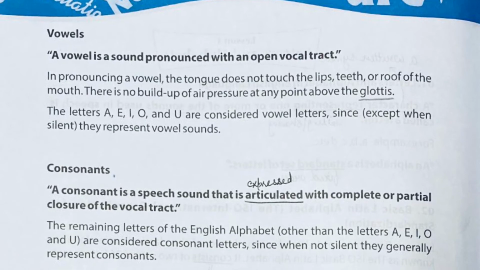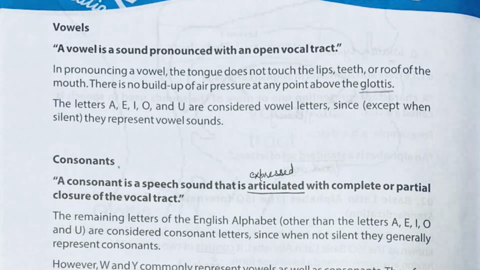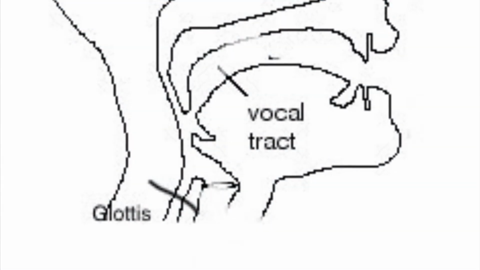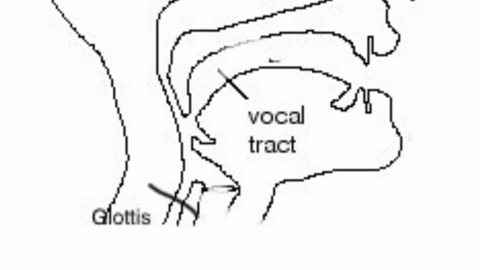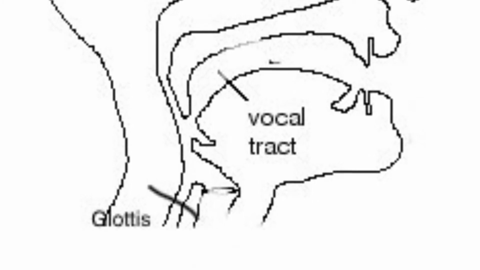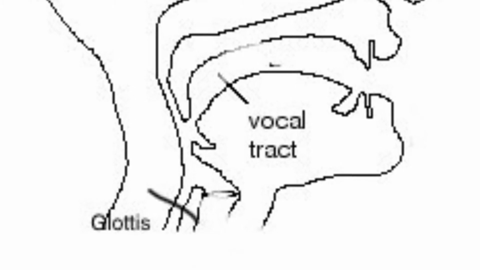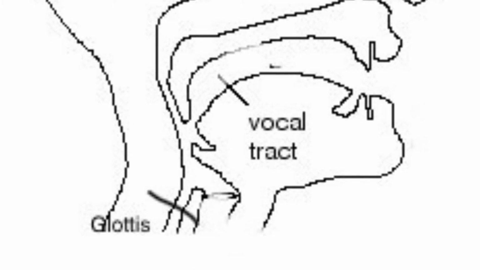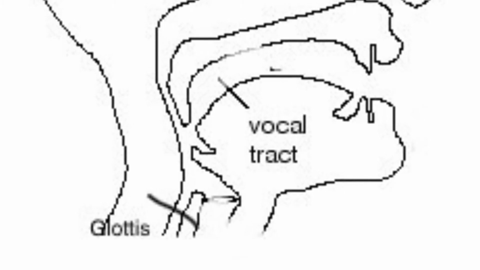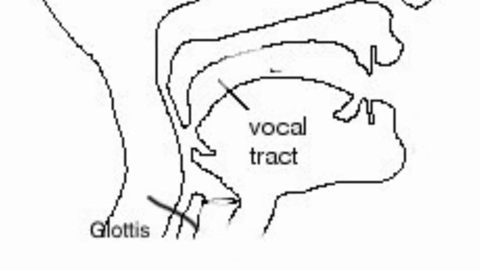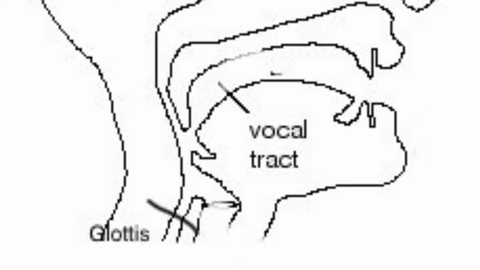I want you to see the picture first of all. What is a vocal tract? As you can see here in the picture, this is the vocal tract, and this is the glottis. So when we are speaking vowels, we are pronouncing them with an open vocal tract: A, E, I. And when we are pronouncing consonants, we are pronouncing them with complete or partial closure of the vocal tract, like B.